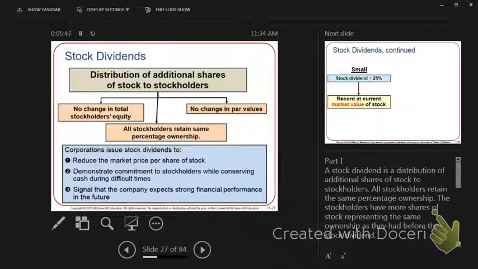But what happens is the market price per share goes down, and you're hopefully demonstrating that you're committing to the shareholders during difficult cash times. So I don't have cash, but I'm going to give you stock. All right, so you're trying to give that.